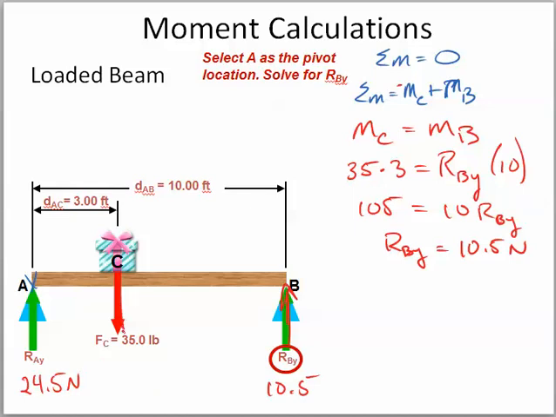Well, if that's pushing down with 35 newtons, then these two have to be pushing up with a combined 35 newtons. I keep saying newtons, 35 pounds, because they have to be opposite and equal of each other. Otherwise, the bridge is going to fall if the bridge has a greater force pushing down.